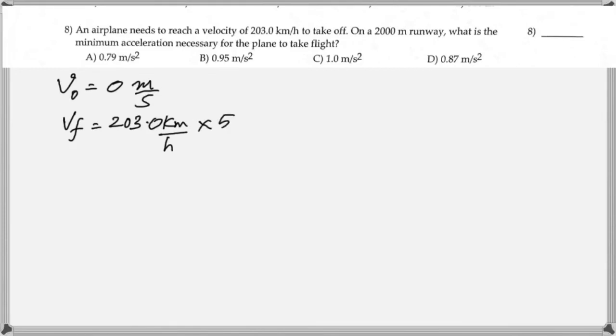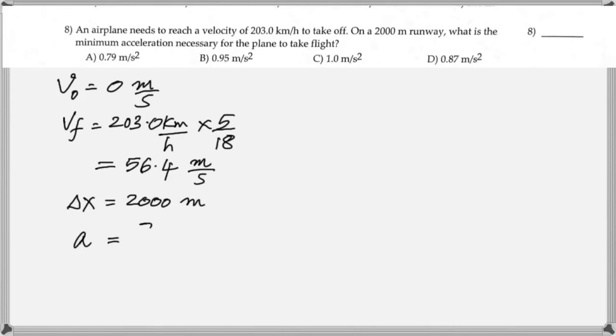And here is an airplane that needs to reach a velocity of 203 kilometers per hour, and it's on a 2,000 meter runway. What is the acceleration required? First of all, we have to change it into meters per second. Initial velocity is 0 and the final is 203 kilometers per hour, changed into meters per second is 56.4 meters per second, and then delta x is 2,000 meters, and we have to find acceleration.